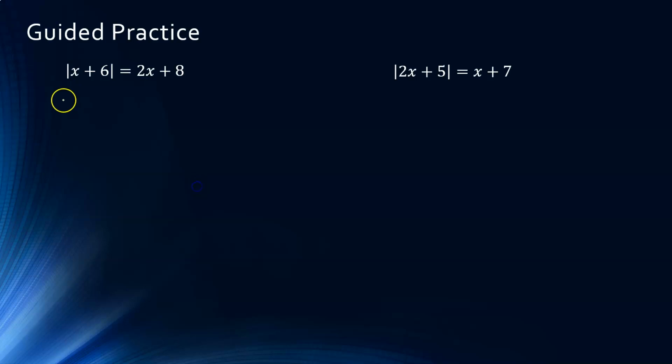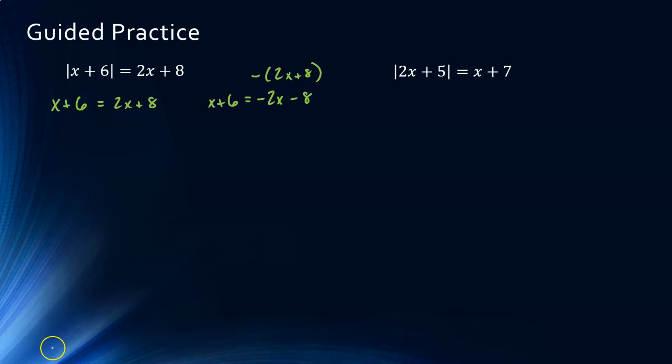All right, let's see how you did here. So again, for this first one, we'd have x plus 6 equals 2x plus 8 would be one equation. The other equation would be x plus 6 equals, and I'm going to take the opposite of both those terms. Remember, we distribute the negative, because you'd have a negative times 2x plus 8. So I'm going to distribute that through to get negative 2x minus 8. So now let's go ahead and solve these.